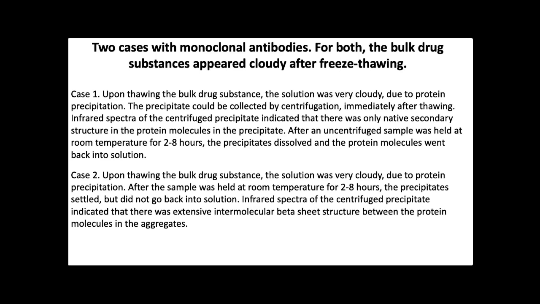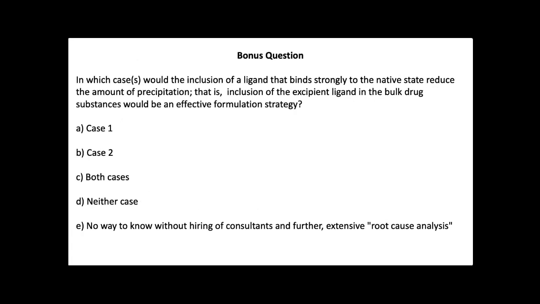Whereas in case 2, we have aggregation occurring because the protein is perturbed by freezing and the unfolded molecules are coming together to aggregate. In this case, adding sucrose would help because it can effectively reduce the unfolding of the molecules and the subsequent aggregation. A bonus question to think about: what happens if we have a strong binding ligand? This actually helps in both cases.